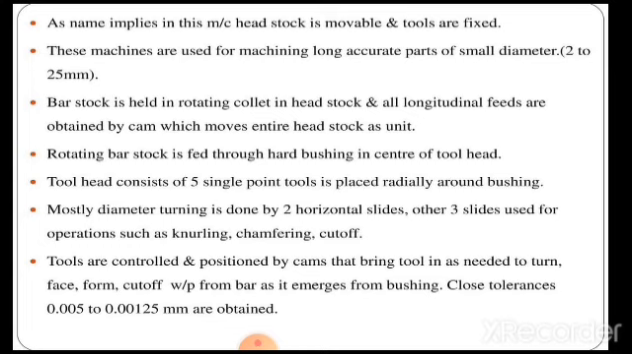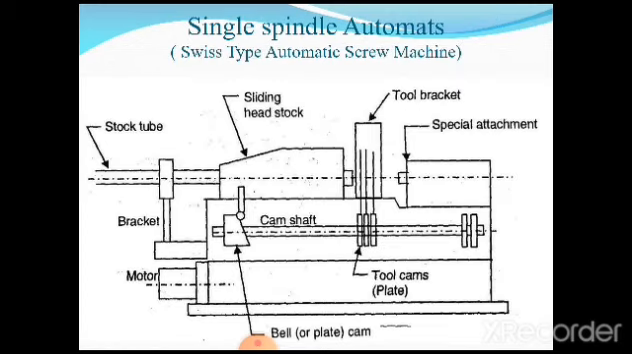Tools are controlled and positioned by cams that bring the tool in as needed to turn, face, form, and cut off the workpiece from the bar as it emerges from the bushing. Close tolerances up to a maximum of 0.0125 millimeters are obtained. So this is how it is going to function, and that is what you are going to see here clearly.